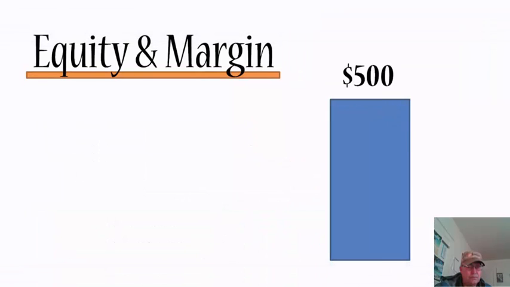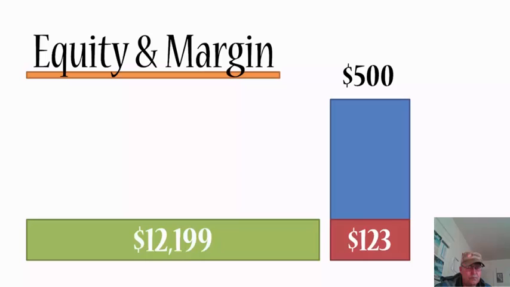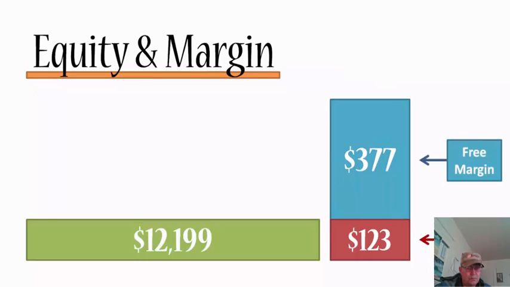So here is our $500 balance, and now we want to open that transaction which we talked about. So the broker puts in $12,199, we put in $123. The $123 is our margin, and the remaining funds, so the 500 minus the 123, the $377, that is called the free margin. Now here we're going to introduce one more concept, and that is the concept of equity.